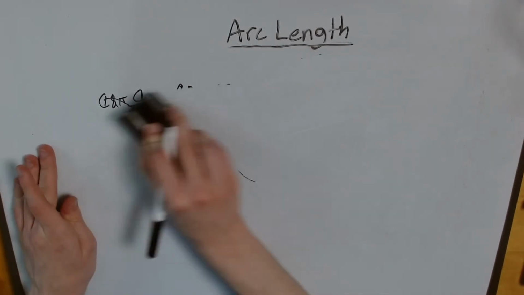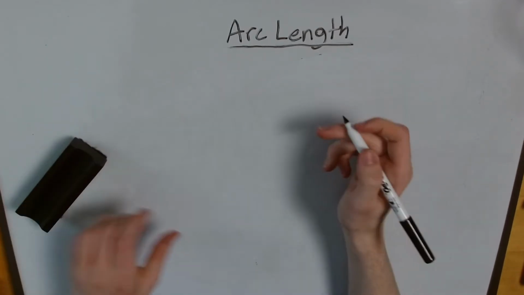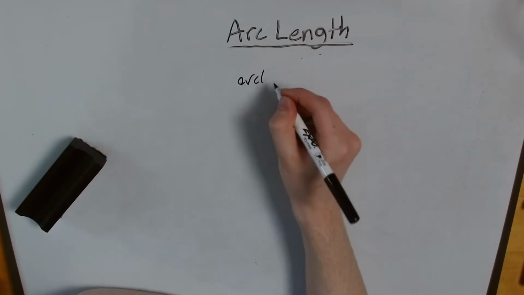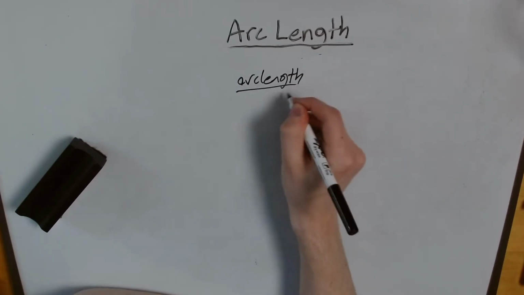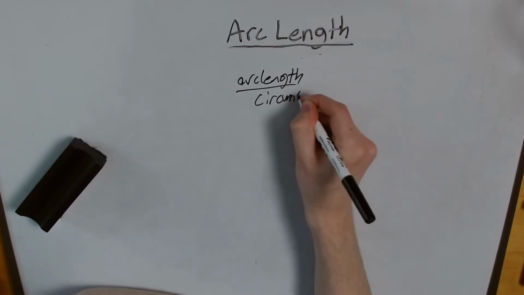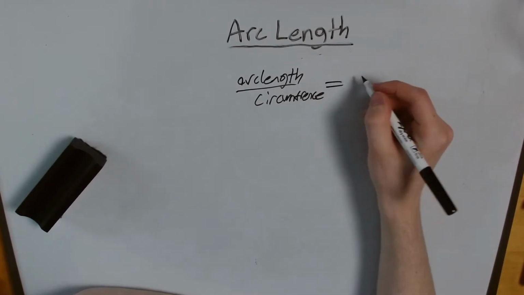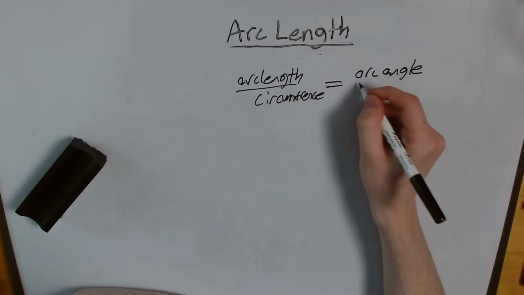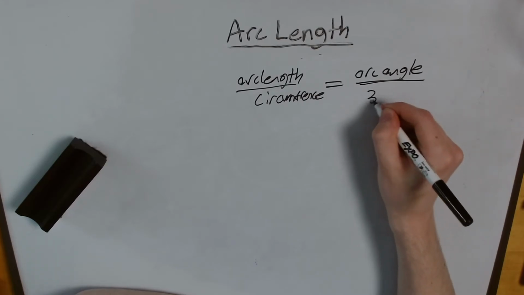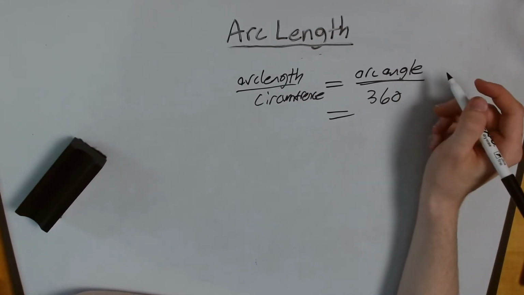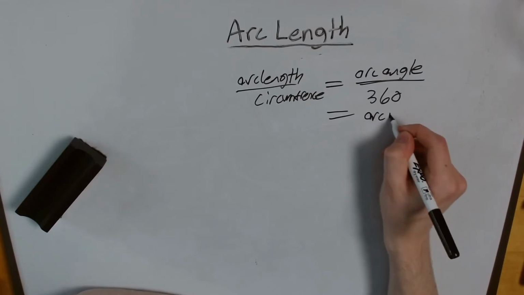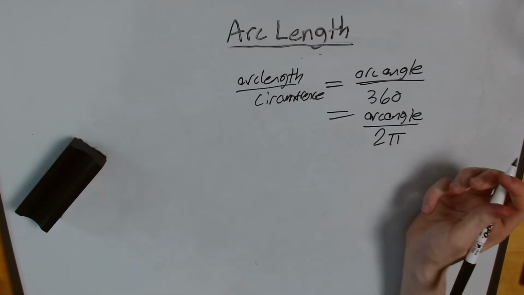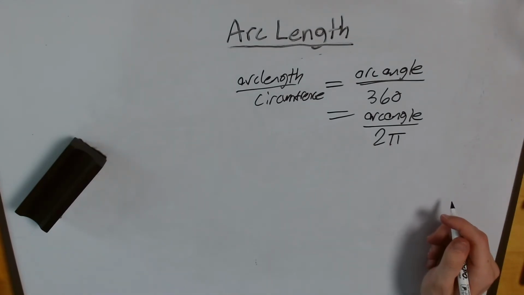So remember, whenever you have to find arc length, just remember the ratio. Arc length over circumference equals your arc angle, or your subtended angle, over 360. Or if your arc angle's in radians, arc angle over 2 pi. Because 2 pi radians equals 360 degrees.